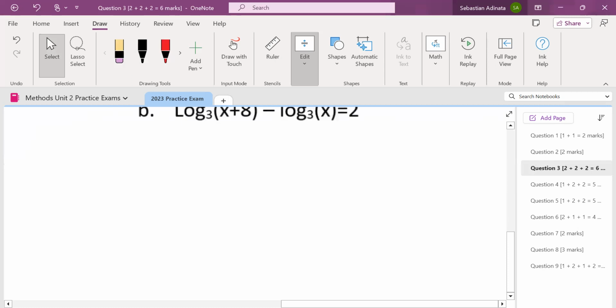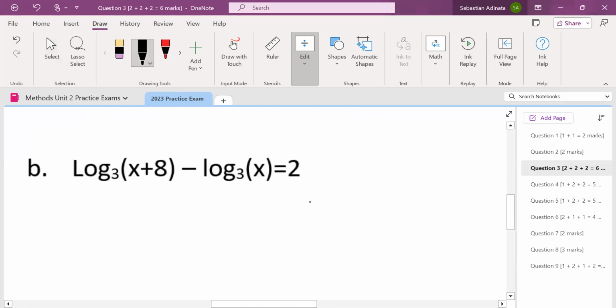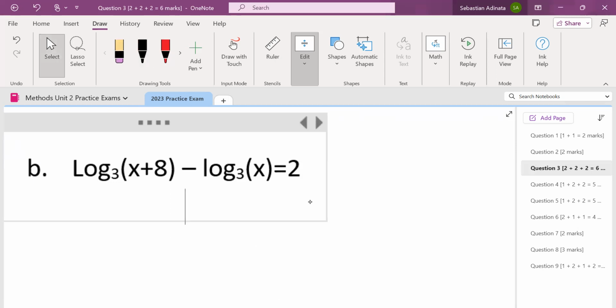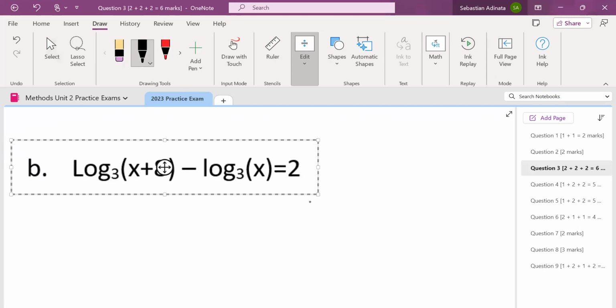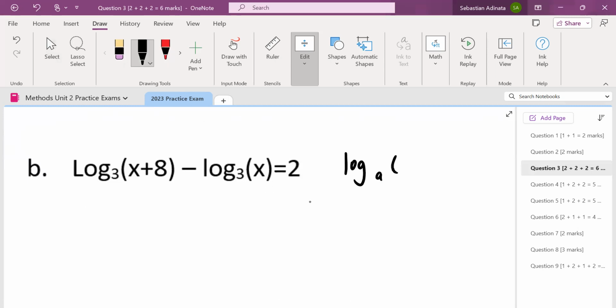Now, on to B. Now, onto logs. Now we can see that the bases are the same. It's going to be nice to us. Now, since they're the same and there's nothing in front of each log, we can combine them using our log law, that log with the same base of anything, you can combine together and divide them across. We're going to use the same principle, but this becomes log 3 x plus 8 divided by x is equal to 2.